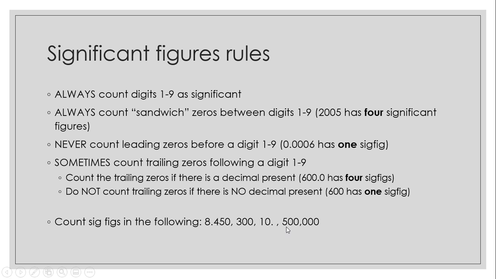500,000, there's 1 digit, 1 through 9, and there's 5 trailing zeros. But there's no decimal, so they don't count. Only our 5 is significant. I hope you got all those right. If that's confusing in any way, please shoot me a chat and let me know.